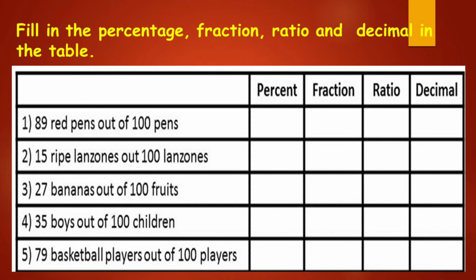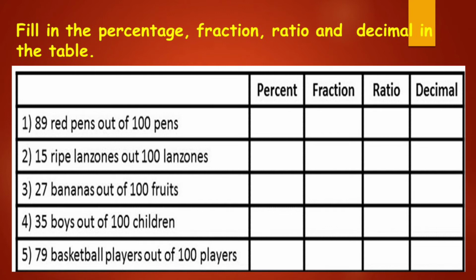Let's check the work. Number 1, 89 pesos out of 100 pesos. That is 89%. In fraction, 89 over 100. In ratio, that is 89 is to 100. And in decimal, that is 89 hundredths or 0.89. Number 2, 15 ripe lanzones out of 100 lanzones. In percent, that is 15%. 15 over 100 in fraction, and in ratio, that is 15 is to 100, and in decimal, that is 15 hundredths or 0.15. Number 3, that's 27 bananas out of 100 fruits. That is 27%, and in fraction, 27 over 100. In ratio, that is 27 is to 100, and in decimal, 27 hundredths or 0.27.